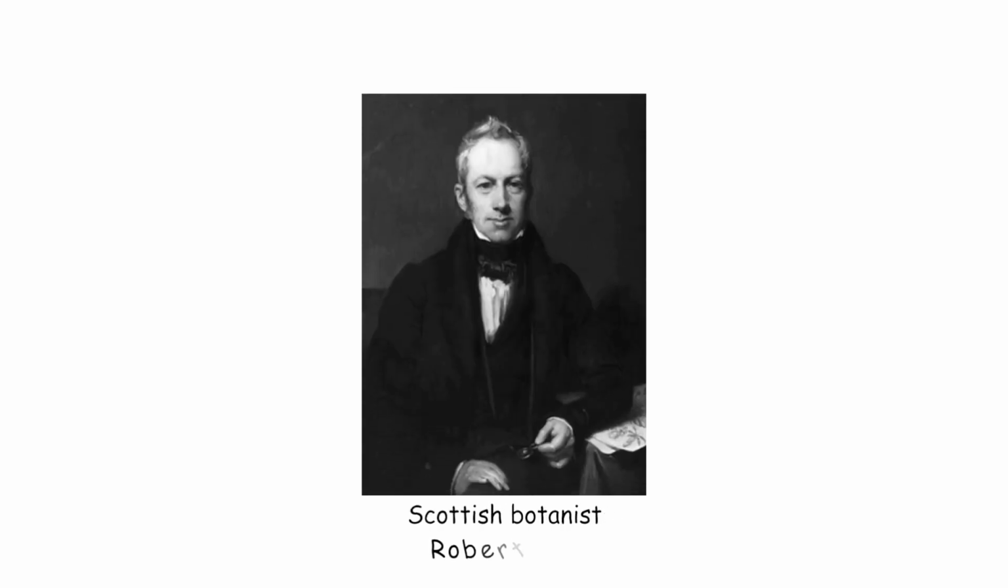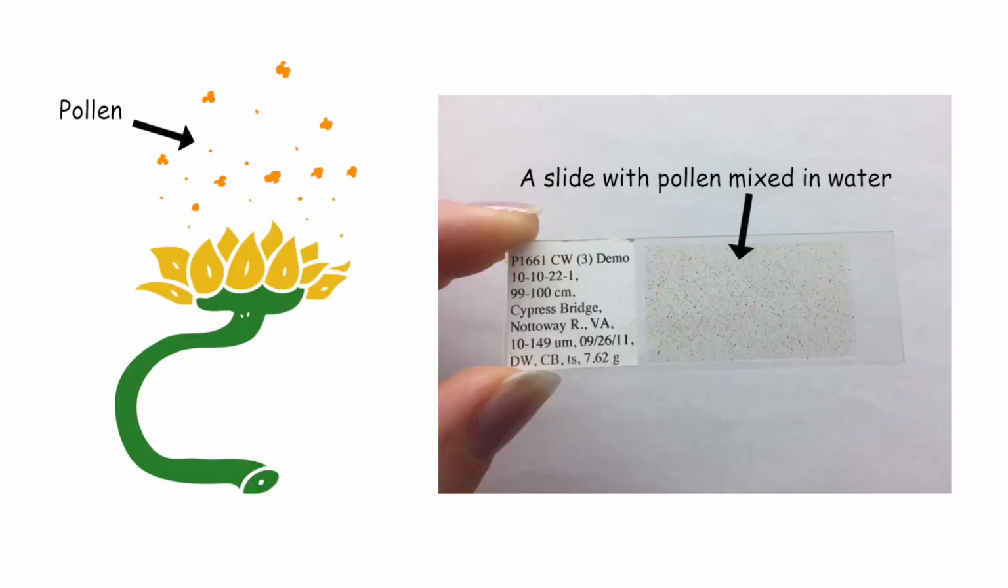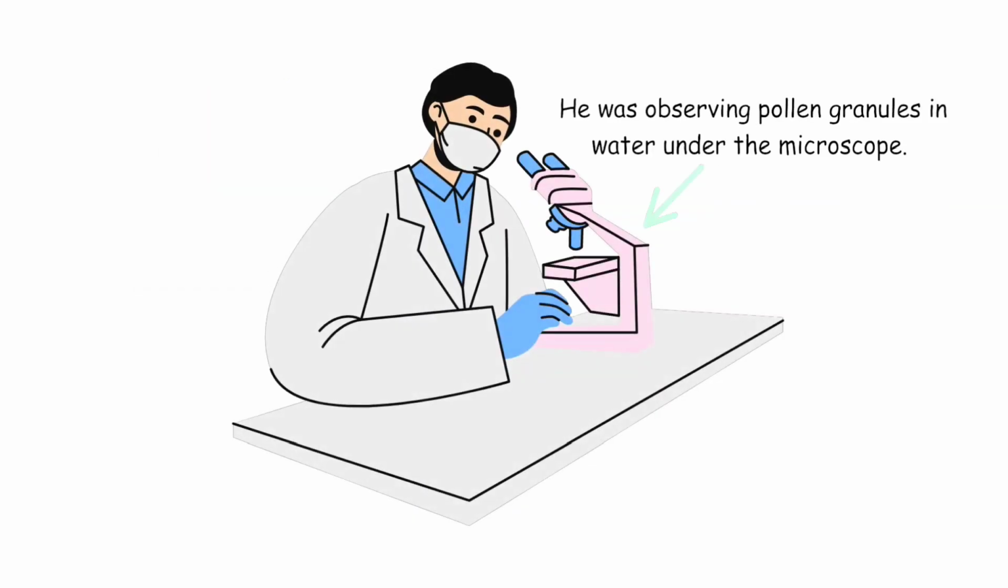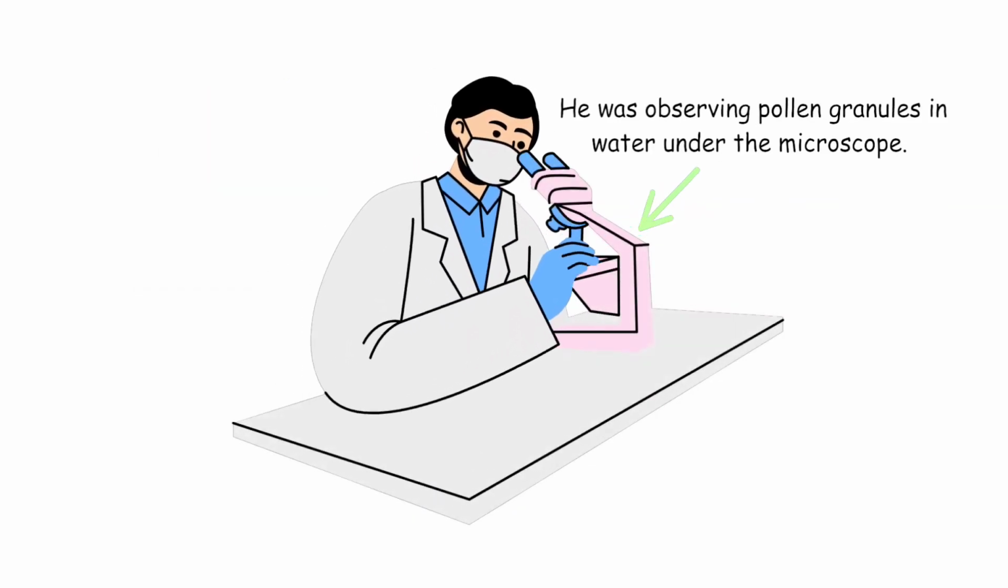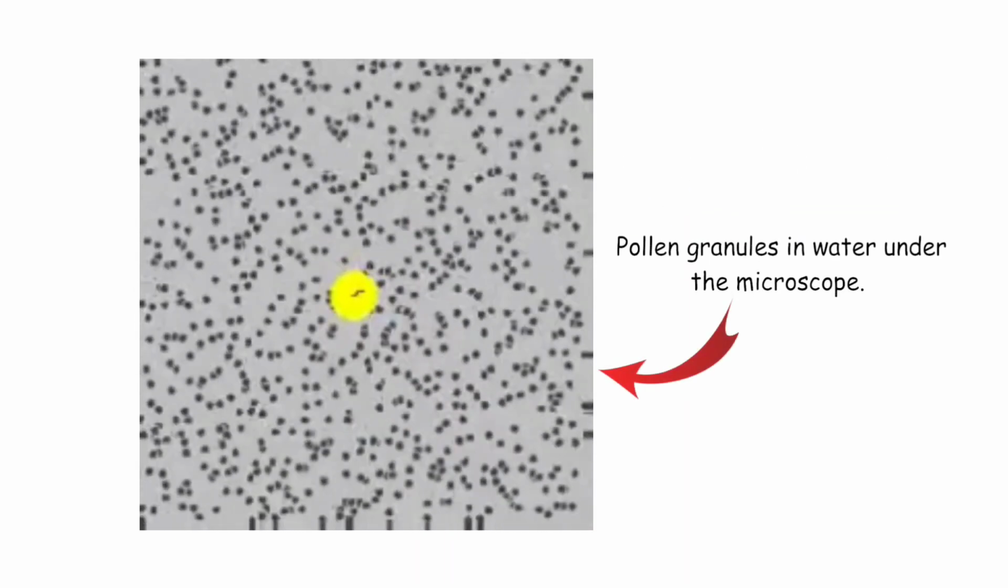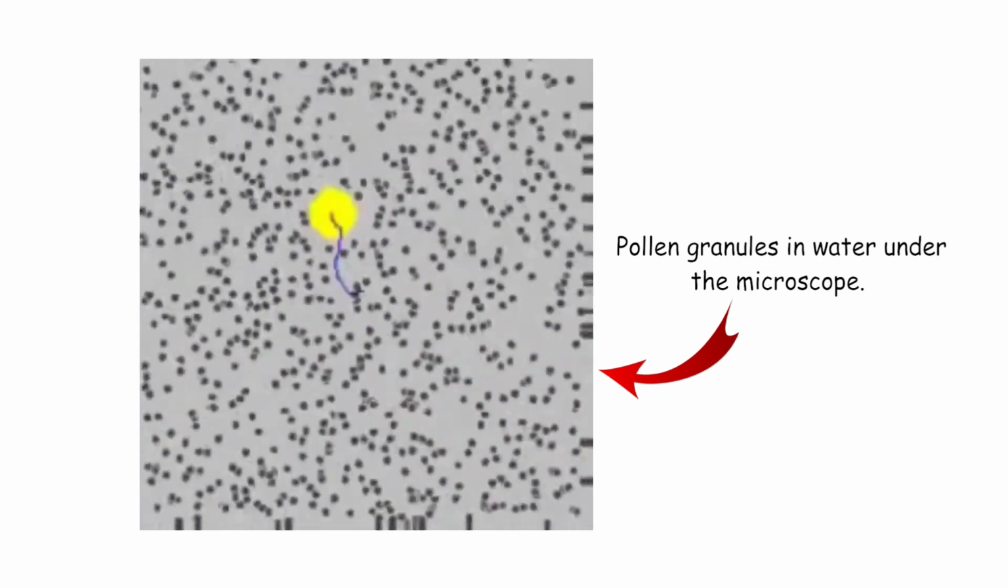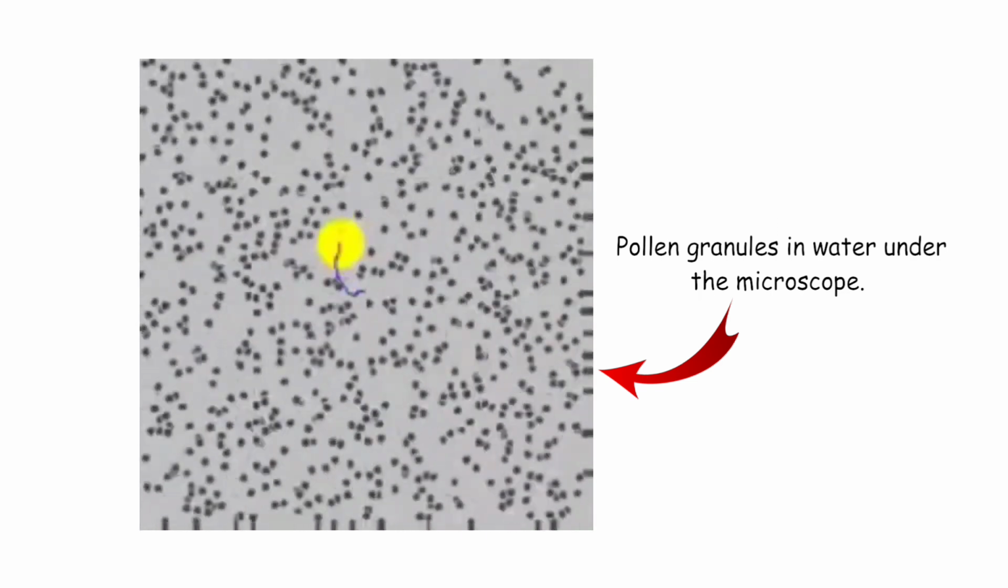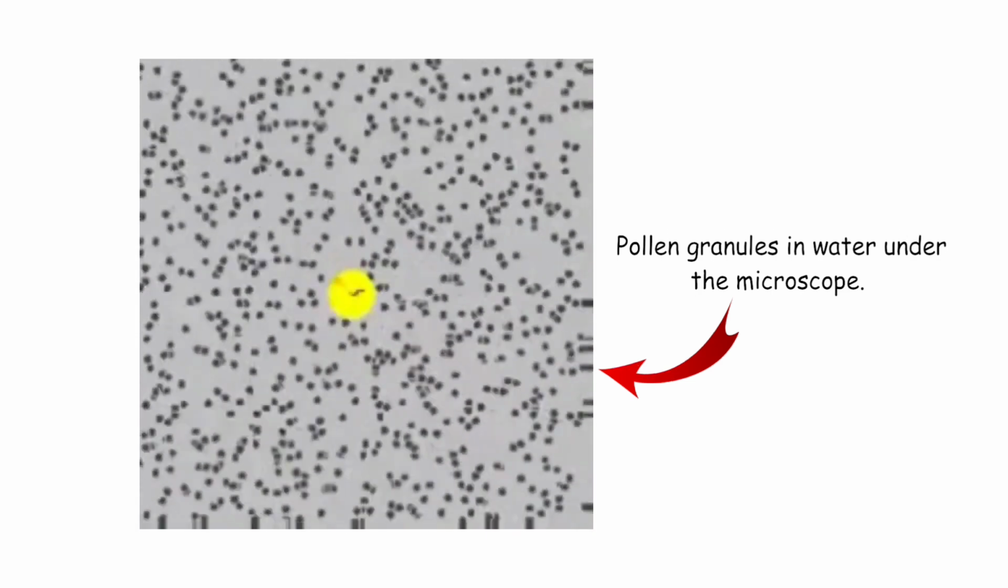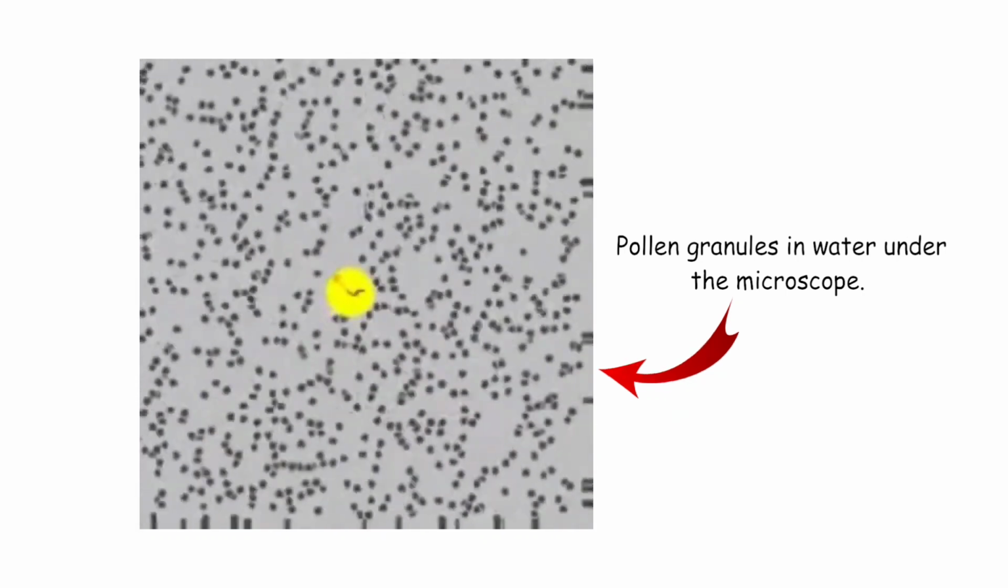In 1828, the Scottish botanist Robert Brown was observing pollen granules suspended in water under a microscope. He discovered that the motion of the granules is the same random spontaneous movement. So he concluded that this is the random walk of particles, which was later termed as Brownian motion in his honor.